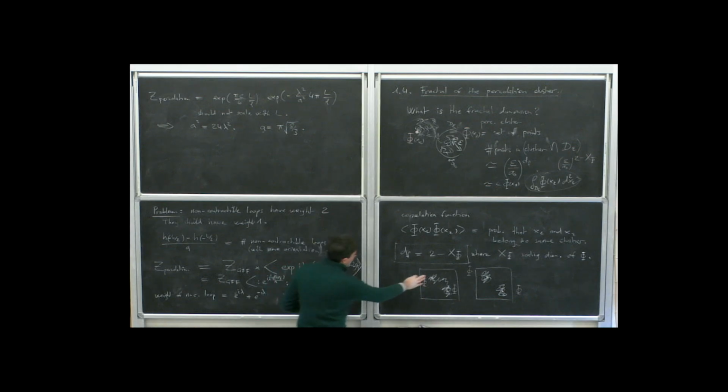Now, this is a percolation cluster. If we look at the loop that goes around it, in that case, it's going to look like this. When they belong to the same cluster, there can be loops that go around, but they must encircle both points at the same time.